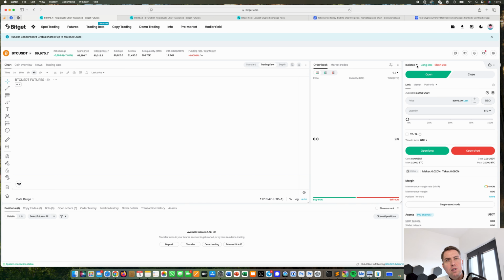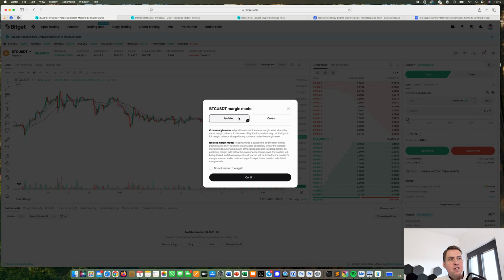However, you can also do isolated or cross margin mode. Cross basically means they use all the money that is in your futures wallet as collateral. And isolated is basically you can say, okay, I only want to use a certain amount of money in my futures wallet as collateral. So you can only use that amount that you selected. However, most people will probably do cross and use all the money that is in their futures wallet.